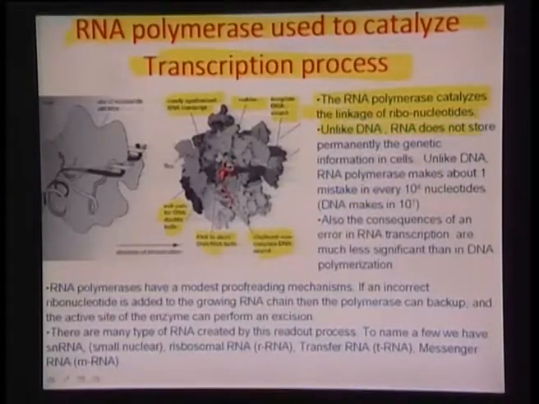Unlike DNA, RNA does not permanently store the genetic information in cells. Some characteristics of the RNA polymerase first have to be evaluated to understand how it will do this transcription work. Unlike DNA polymerase, RNA polymerase makes about 1 mistake in every 10 to the power 4 nucleotides. For DNA it is about 1 in 10 to the power 9. So one mistake in every 10 to the power 4 nucleotides would mean that there are several mistakes that can occur while the RNA is getting copied from the DNA, and so it is not as vital or important as the replication of DNA. Essentially, an error in the replication of DNA would cause a mutation.